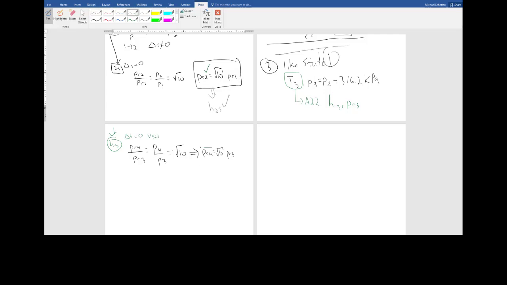This gives me PR4. I like having any property that's on the table for A22, because once I know one of those things, because it's an ideal gas, if it's on that table and it's one of the things I know, it means I can find everything else. So now from PR4, I'm going to go to table A22, and that's going to give me H4S.